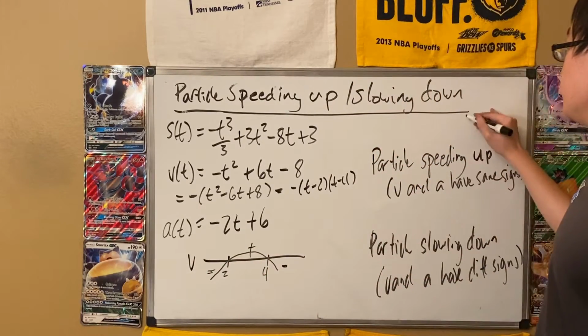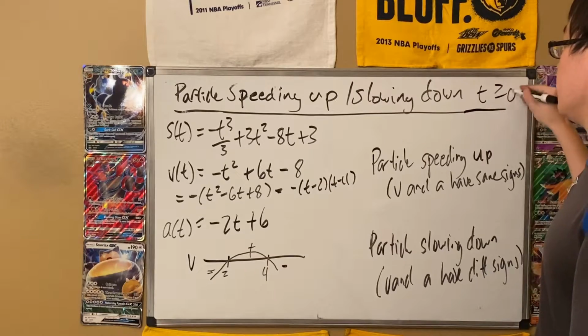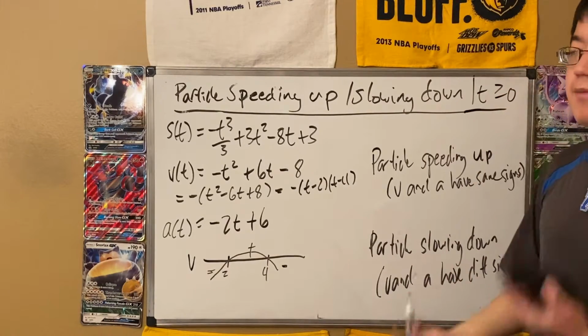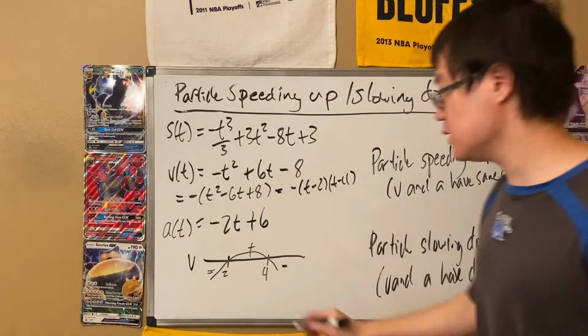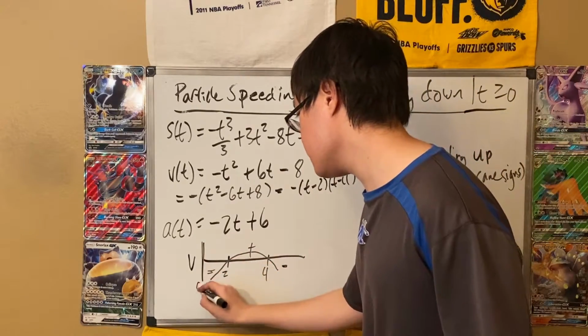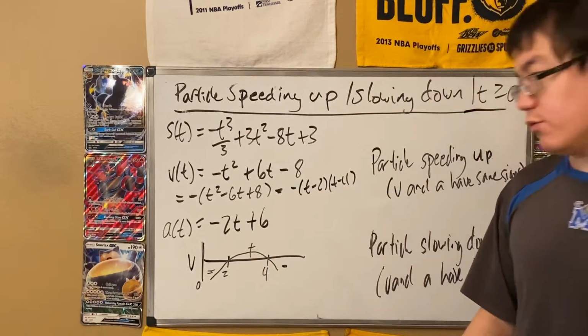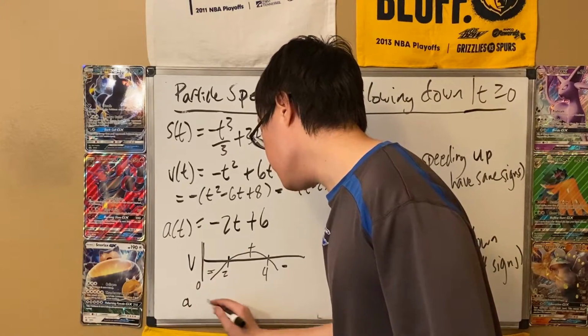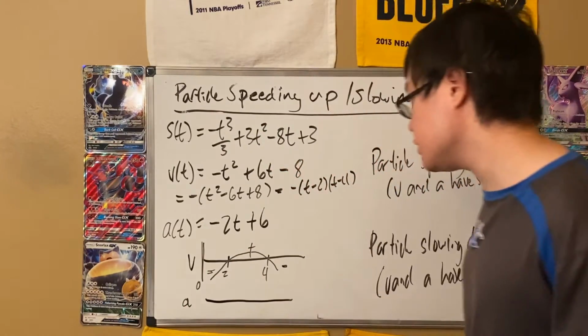Before we continue, we should note that, like normal, t is greater than or equal to 0, because we want no negative times. So we're going to cut it off at 0. Then what you do is you draw acceleration. So hopefully we can stick a little sign chart of acceleration here on the bottom.